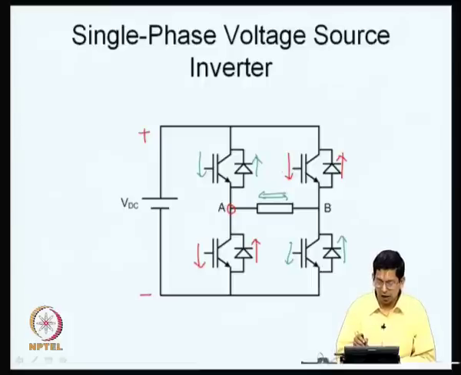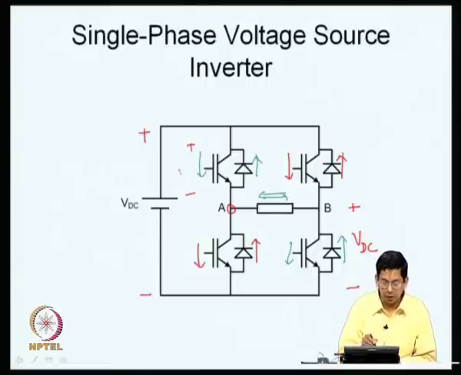So, if you have this kind of current conduction as I have indicated with this red ink here, what happens is B is now positive with respect to here. So, the potential blocked here is going to be VDC. Similarly, this top switch is also off now, it is positive with respect to here now.